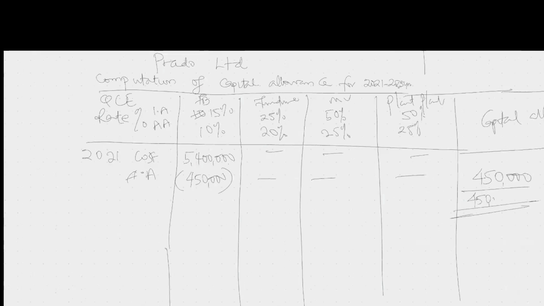I'll come this way. In 2022, tax written down value. What is my tax written down value? There's no tax written down value for this one. But what's my tax written down value for that one? This one is 4,950,000. Okay. Costs. We have bought other ones. We bought furniture and a motor vehicle in that year.